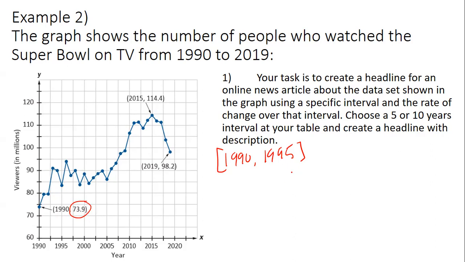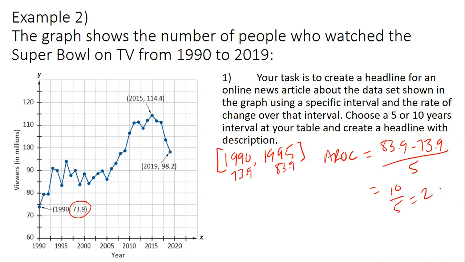83.9. Well, okay. No, because you're going to write your own down. I'm modeling for you right now. So 1990 was 73.9. This is going to be 83.9. So now to find the average rate of change of my given interval, that's 83.9 minus 73.9 divided by 5. Why? Because that's a 5-year gap. Is that cool? So that's going to give me 10 divided by 5, which equals 2, right?